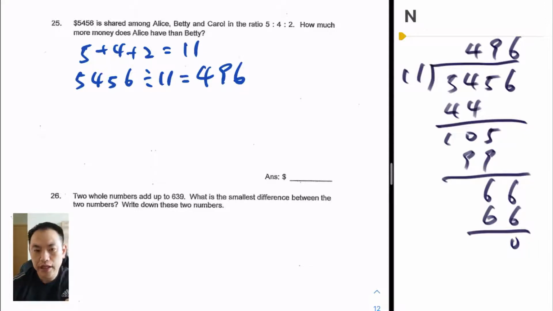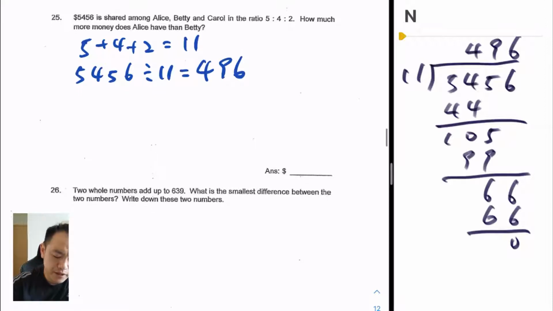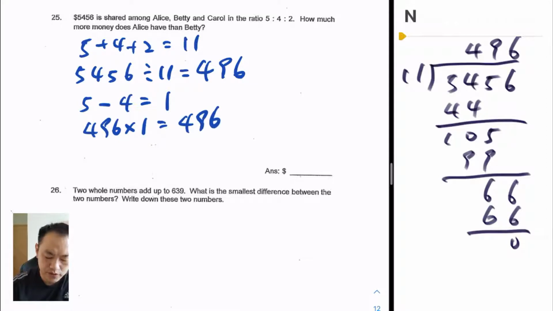But the question is not asking for that. The question was asking how much more money Alice has than Betty. Alice has 5 portions, and Betty has 4 portions. So 5 minus 4 equals 1. That means Alice has 1 portion more than Betty. And we calculated every portion is 496. Thus the answer is 496 times 1. You can still write that to show that you know the answer, but otherwise the answer is quite straightforward, 496.